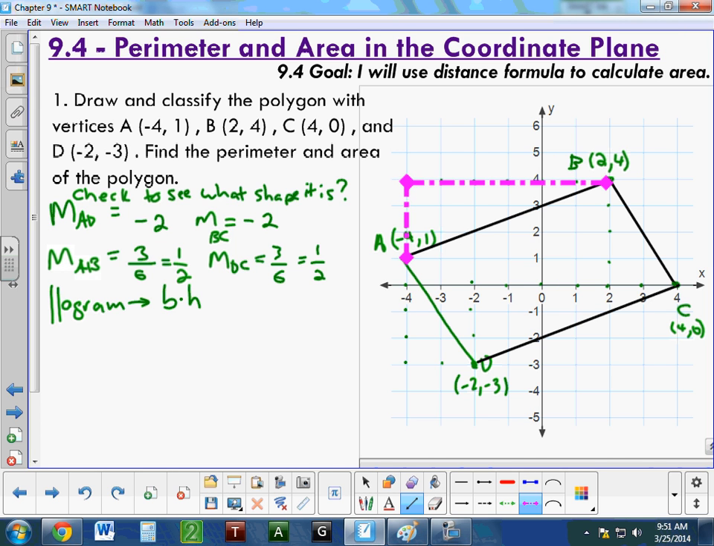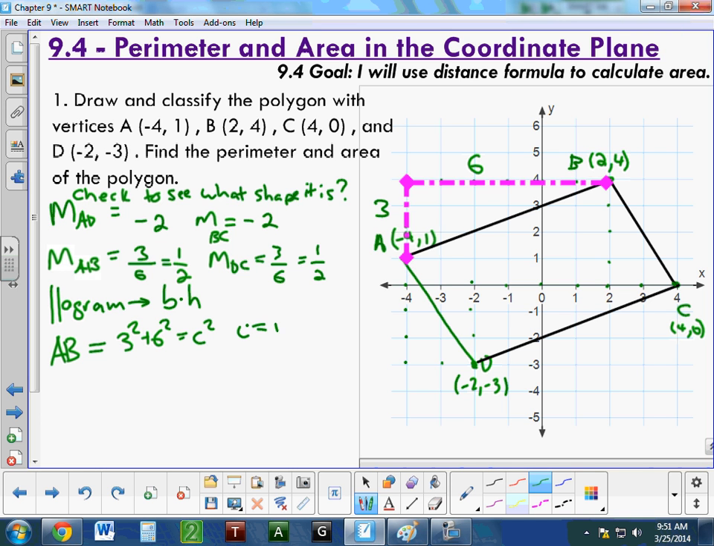So if I make a little triangle here on the outside, it looks like this height is going to be 3 and this distance is going to be 6. If I use the Pythagorean theorem to find this distance AB, I should be able to do that because 3 squared plus 6 squared equals C squared. 3 squared plus 6 squared is 45, so that means C is equal to the square root of 45.